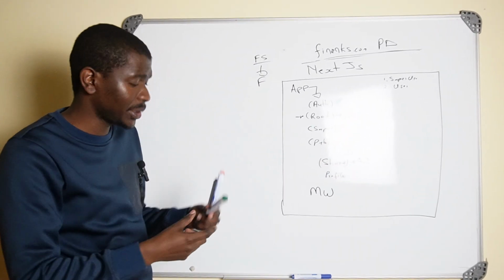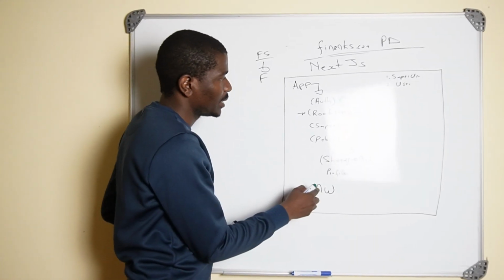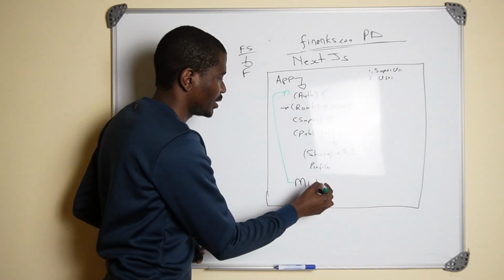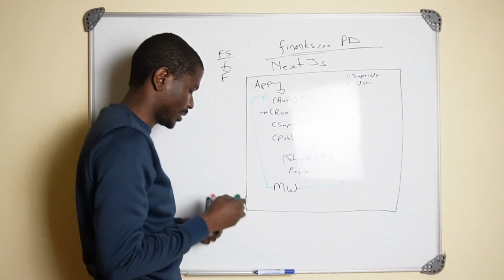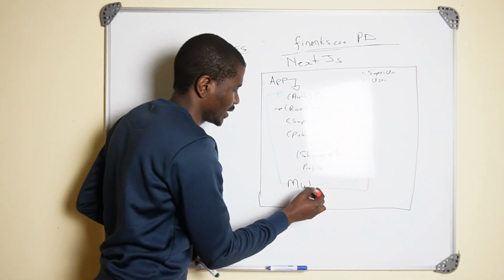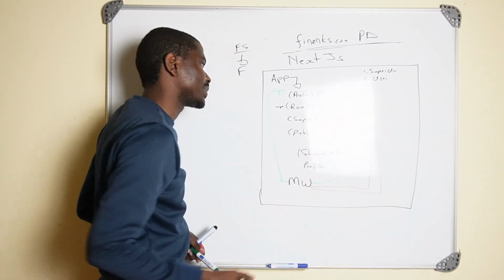So let me wrap this up. The middleware will make these public. The middleware will make this public. The same middleware will make this private, and the same middleware will make this private.